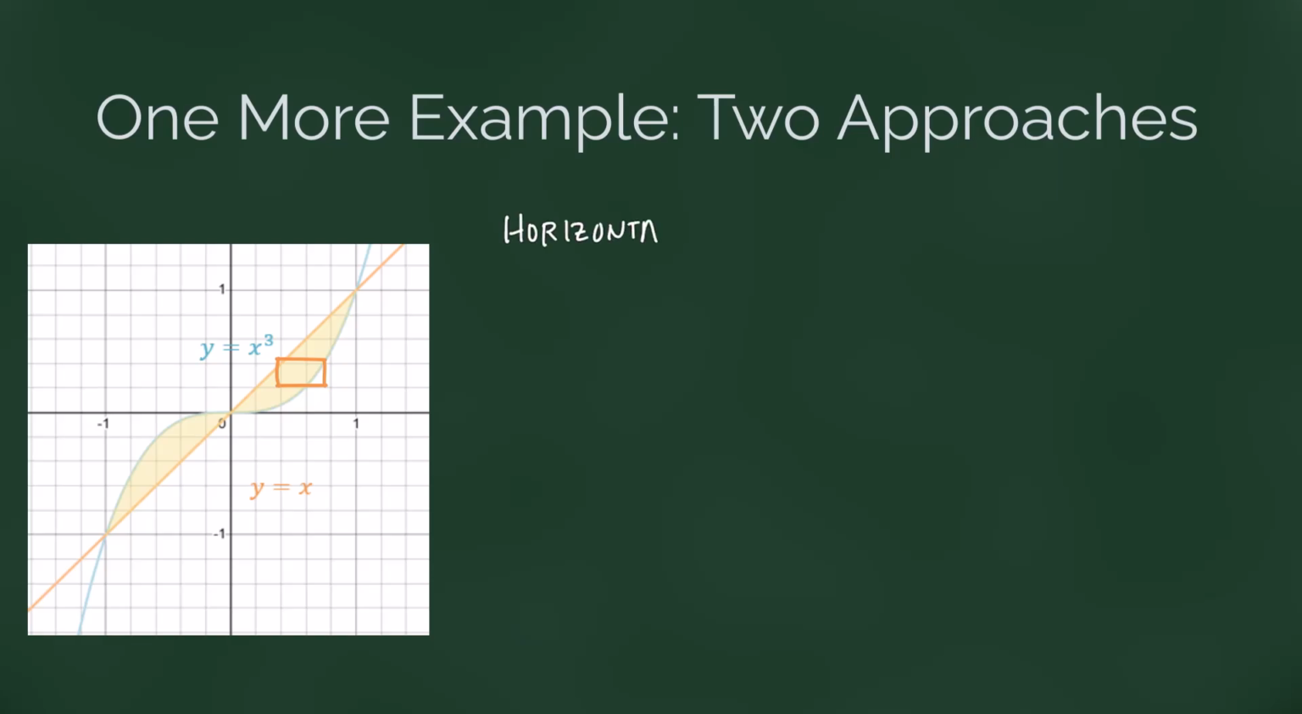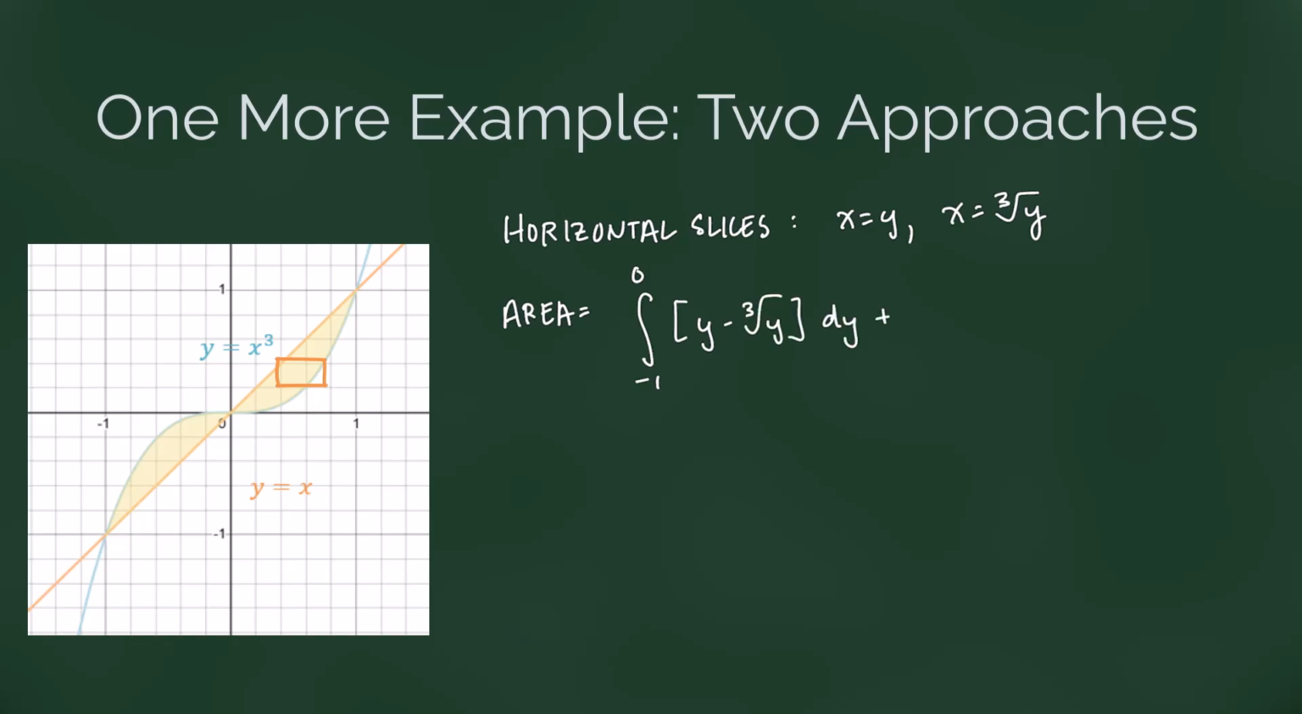Drawing in horizontal rectangles, we can see that we need to rewrite both functions so that they are functions of x. Our two functions would then be x equals y and x equals the cube root of y. So our area then is given by two integrals. Below the x-axis, we have the area is the integral from negative 1 to 0 of y, our rightmost function, minus cube root of y dy. Above the x-axis, they switch. We have the integral from 0 to 1 of the cube root of y, which is now on the right, minus y on the left, dy.